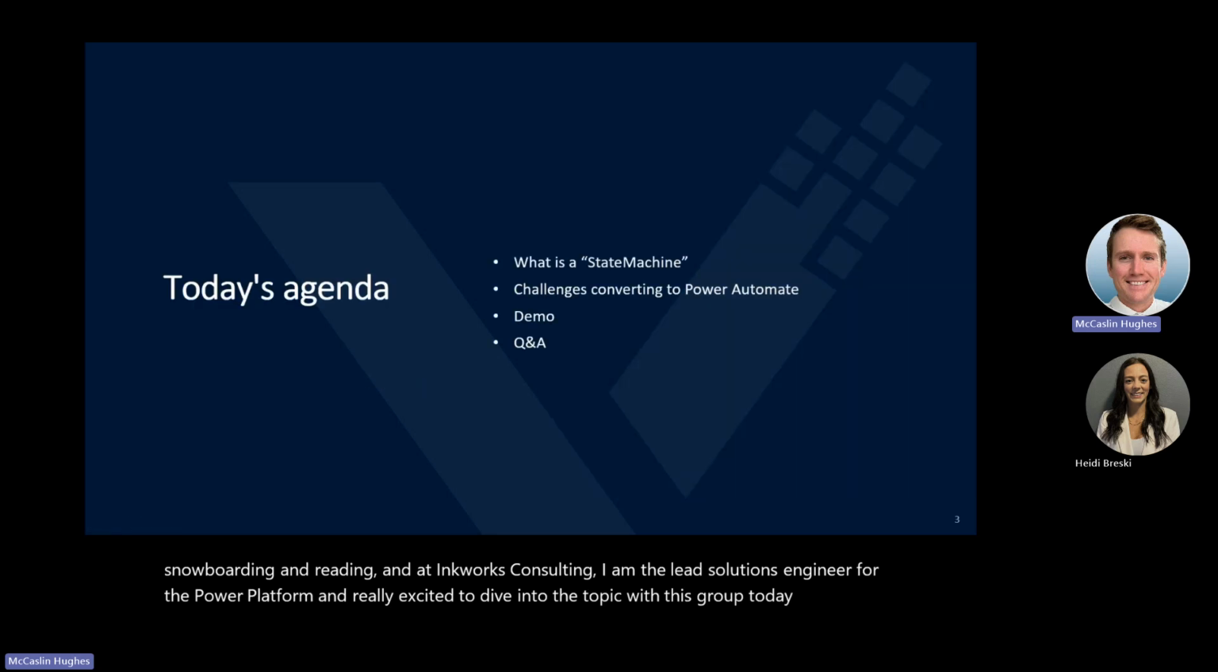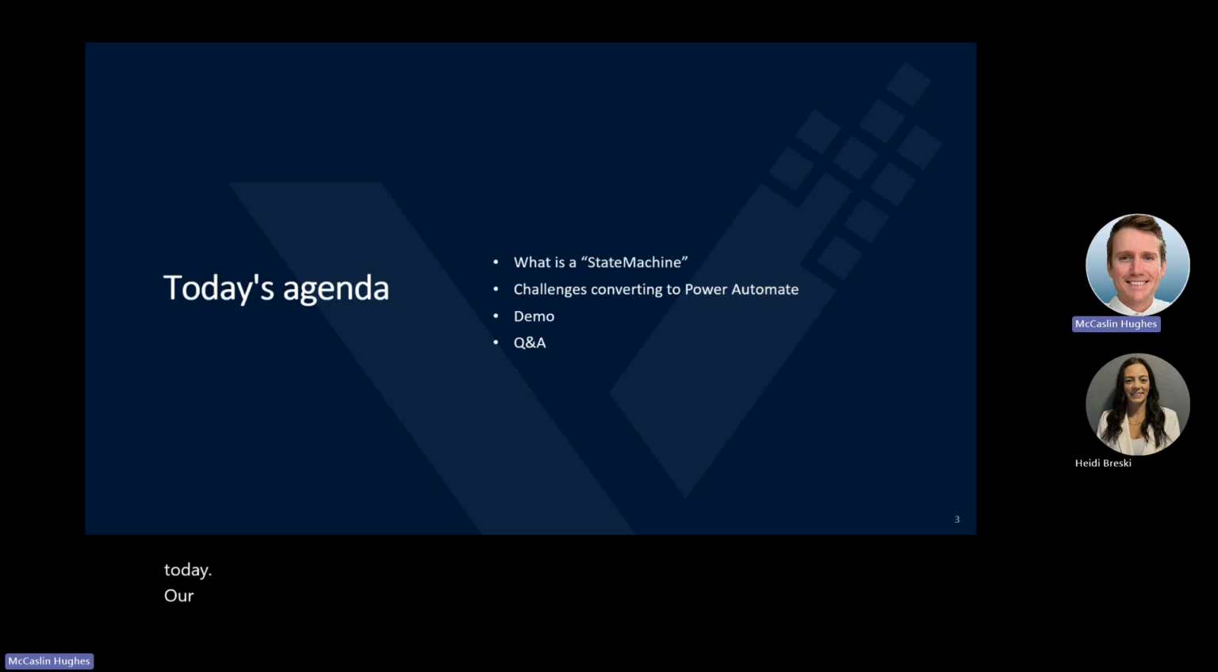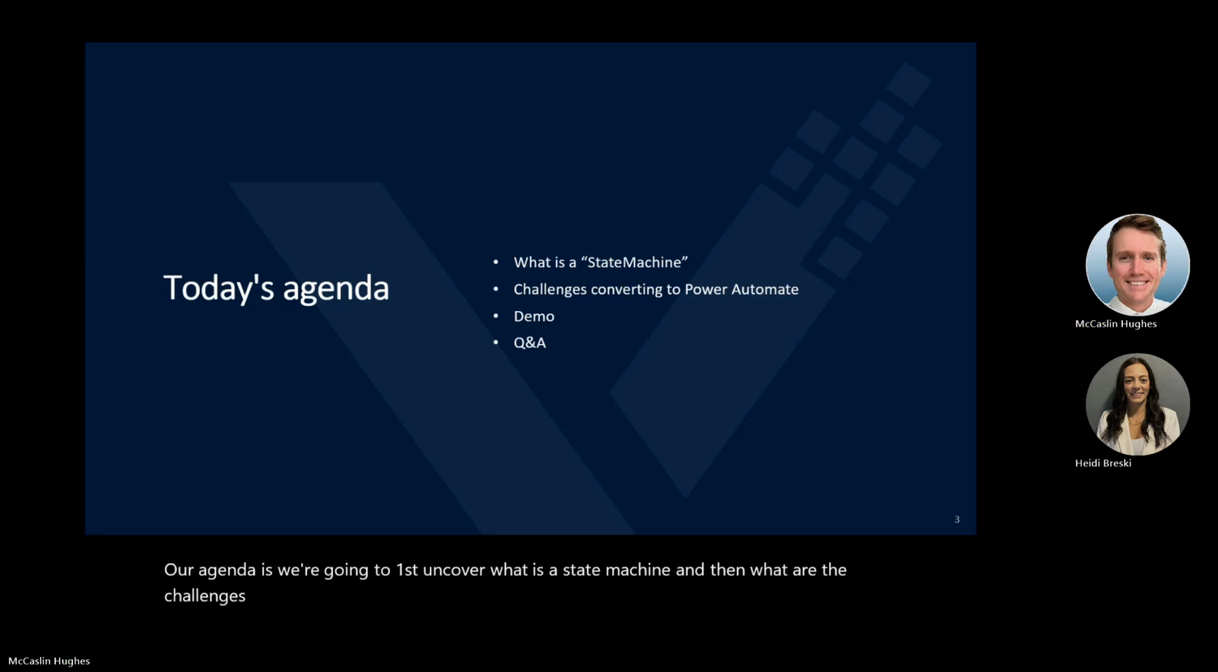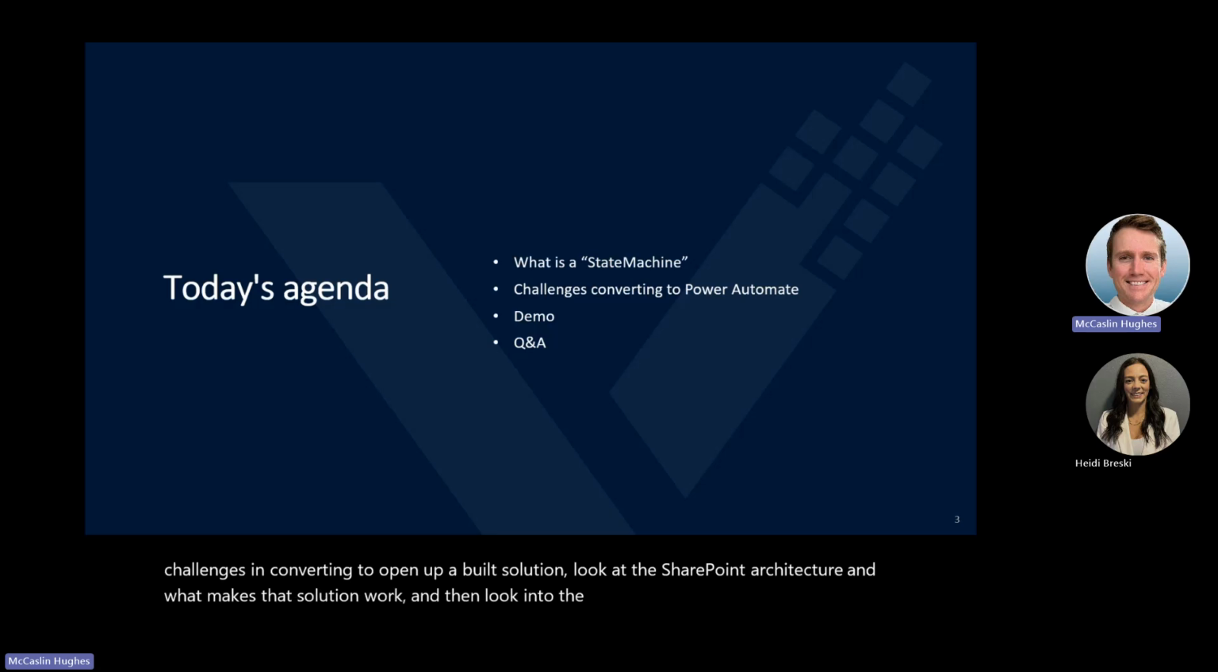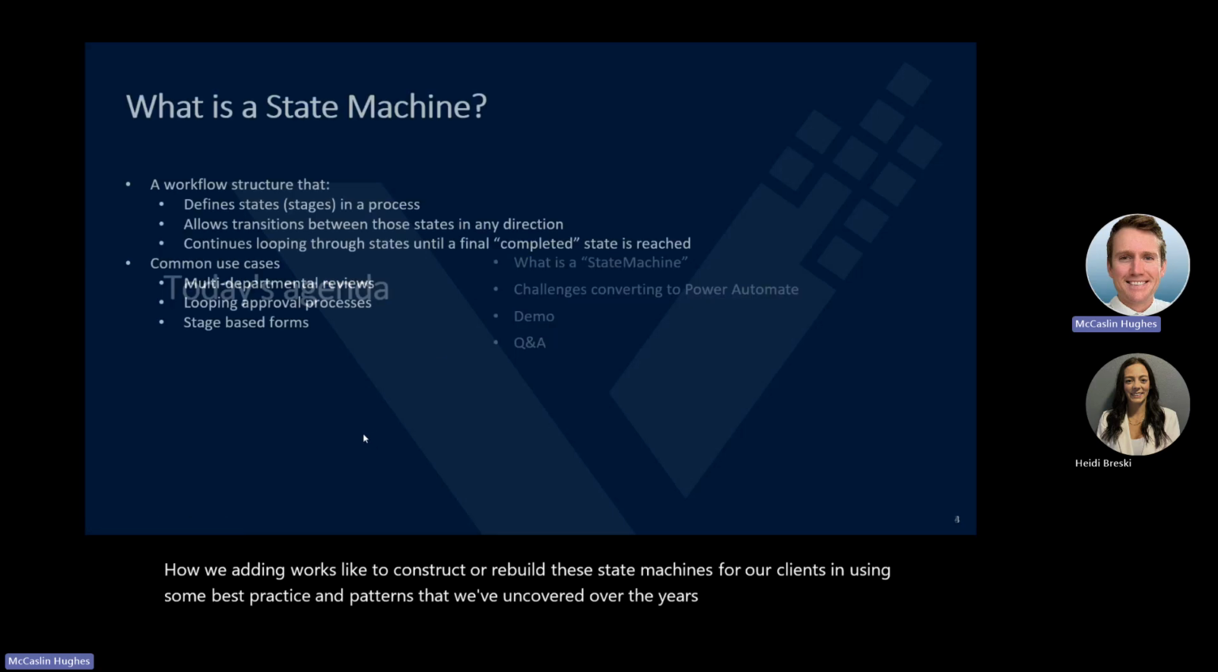So today, our agenda is we're going to first uncover what is a state machine, and then what are the challenges in converting. Then we'll open up a built solution, look at the SharePoint architecture and what makes that solution work, and then look into the Power Automate system and how we at Inkworks like to construct or rebuild these state machines for our clients, using some best practices and patterns that we've uncovered over the years in our rebuilds.